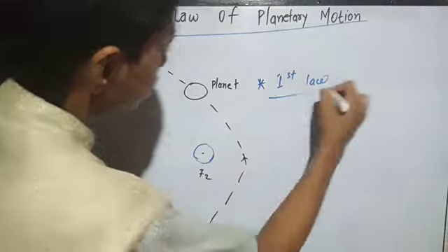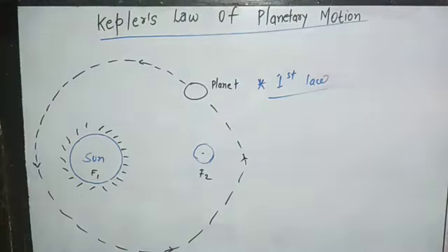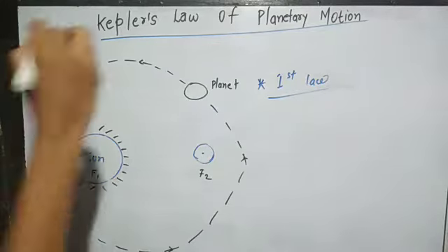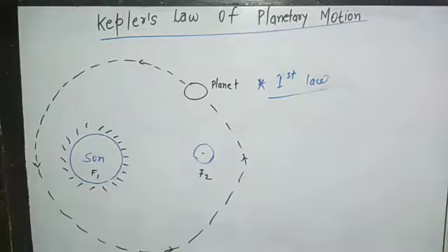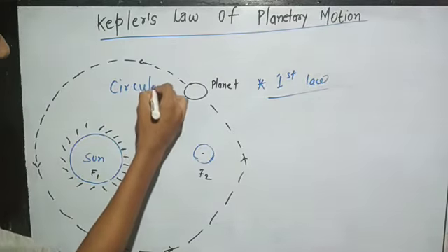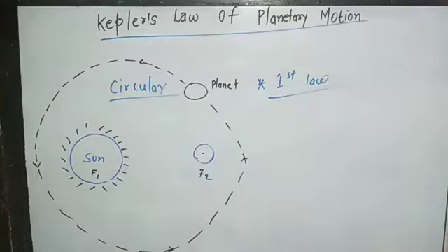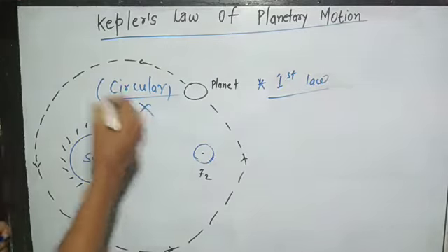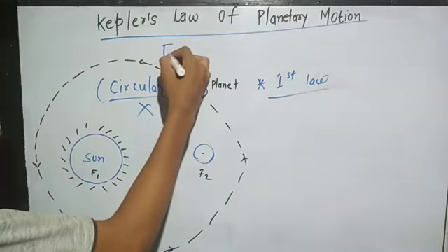First law of planetary motion. According to the first law of planetary motion, the path around which the planet moves around the sun is not circular, as we already studied in class 9 that the path along which the planets move around the sun is circular. But according to Johannes Kepler, it is not circular. It is an elliptical path.